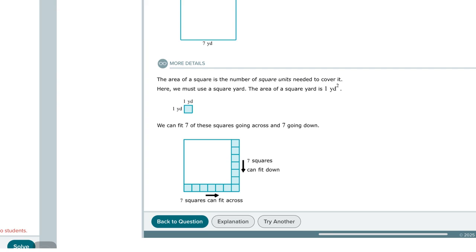So if you feel like you need more practice, always do click the explanation and then try another, and then just write down all of the steps as best you can remember them. And I promise you'll get better at it as you go along.